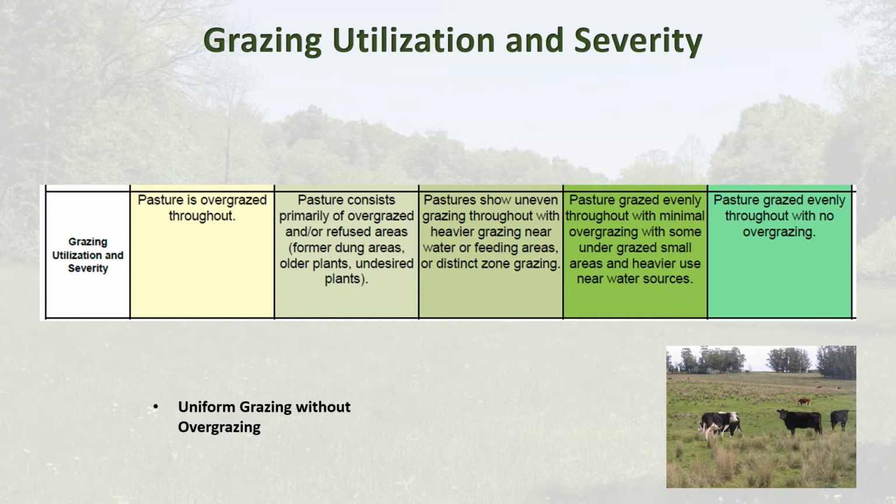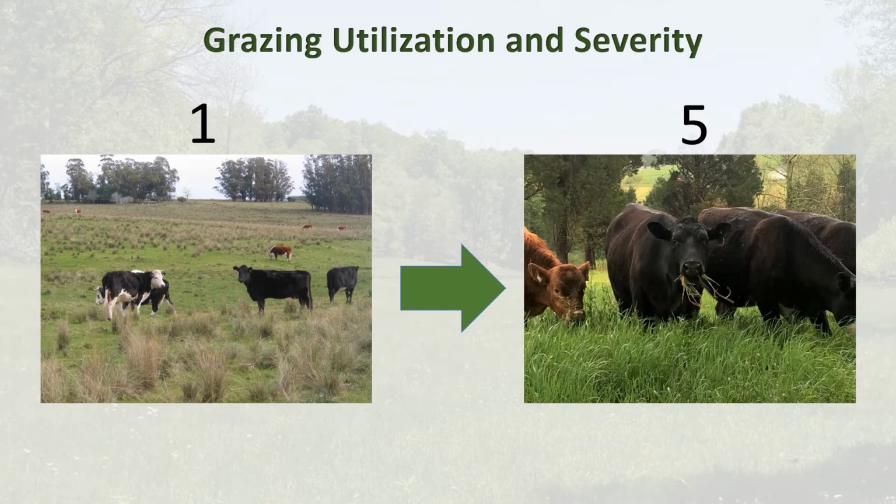Differences in species, plant maturity, stocking rates, location, the distance to water and shade, and even mineral availability may cause uneven grazing to occur. These examples show 2 extremes, from overgrazing throughout with livestock refusing undesired plants, to a pasture that's grazed evenly throughout with no overgrazing. Note the differences in bite size and quality.